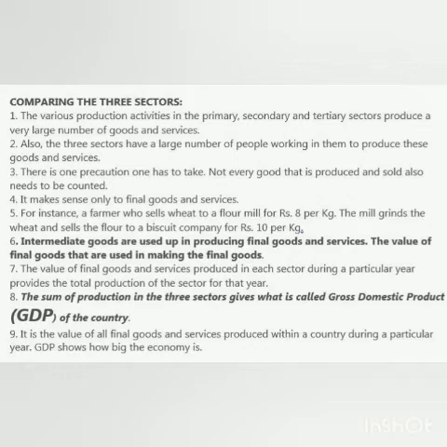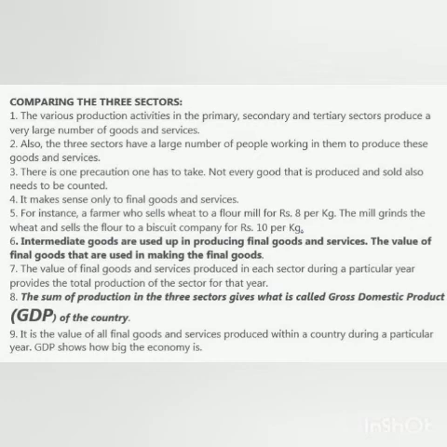For instance, a farmer sells wheat to a flour mill for ₹8 per kg. The mill grinds the wheat and sells the flour to a biscuit company for ₹10 per kg. Intermediate goods are used in producing final goods and services. The value of intermediate goods is already included in the value of the final goods.